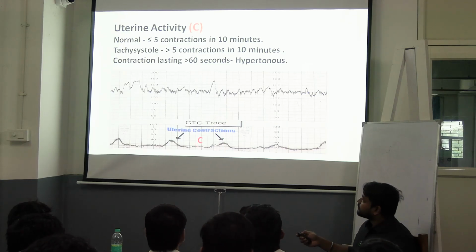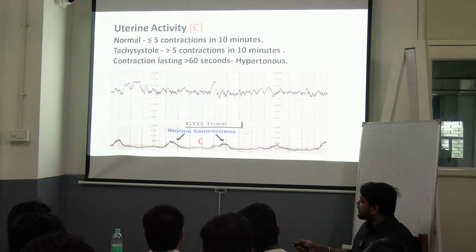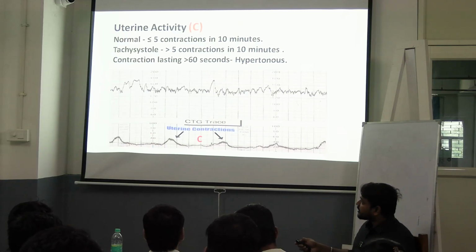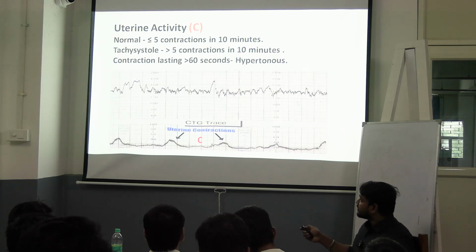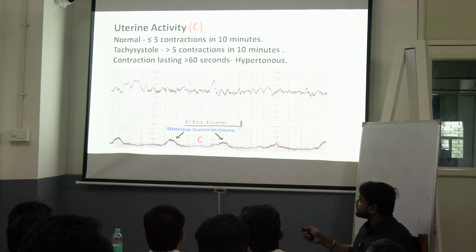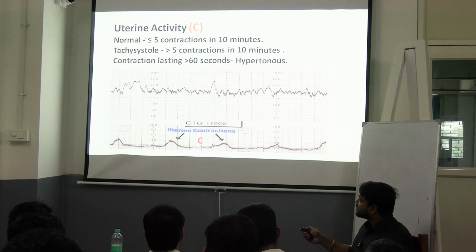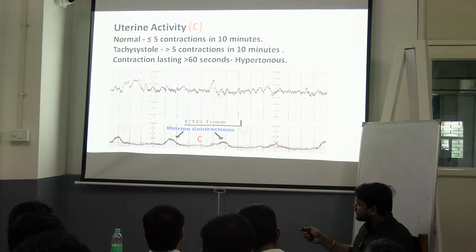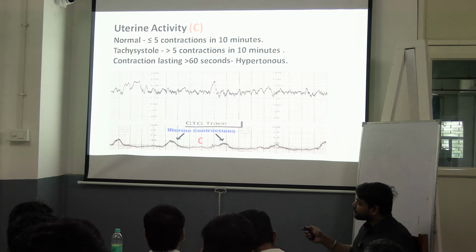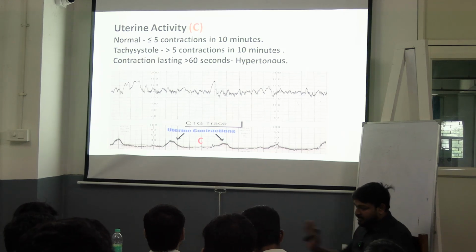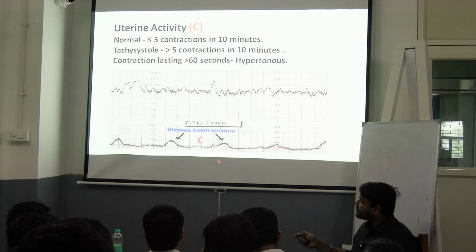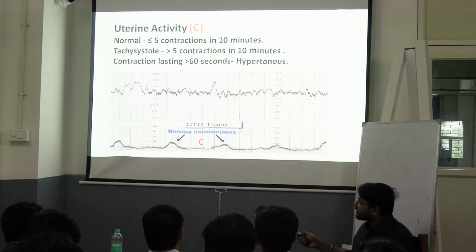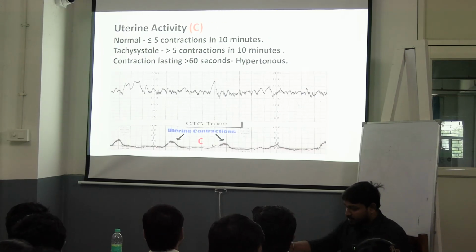Now come to the contractions. Okay, see, this is the frequency of contraction, 40, 60, 80, 100 pressure. This is the time interval. This one small box, there are 2 boxes, this is 1 box, this 1 box is 30 seconds. So this combined is 1 minute. The CTG paper runs at a speed of 1 centimeter per minute. So in 1 minute, from here to here, it will get recorded.